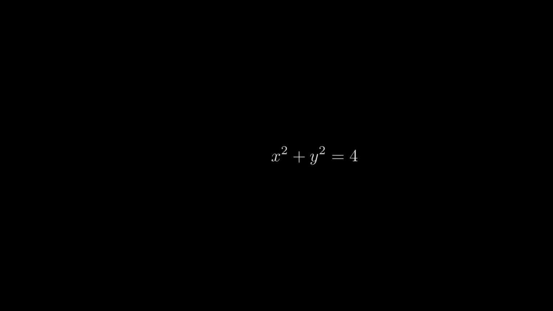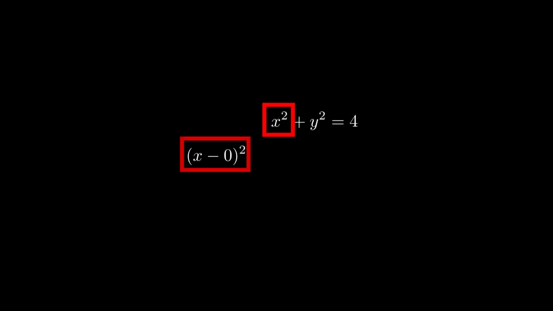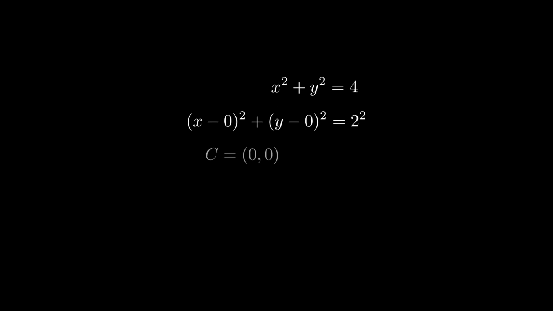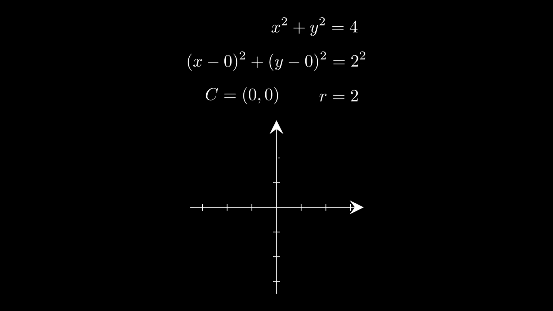To graph the equation x squared plus y squared equals 4, we can break it down further to determine the center and radius. X squared is the same as x minus 0 the whole squared, y squared is the same as y minus 0 the whole squared, and 4 is the same as 2 squared. This means that the center of the circle is at the point 0, 0, and the radius is 2 units. To draw the circle, we need to locate the center at the origin and line up the radius. Join all the points that are exactly 2 units away from the center.